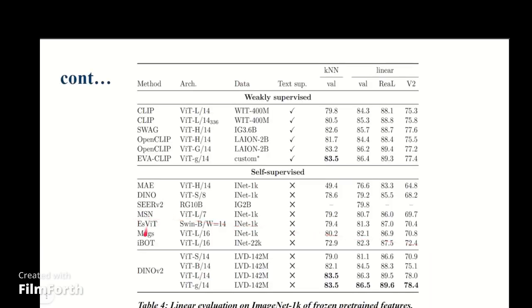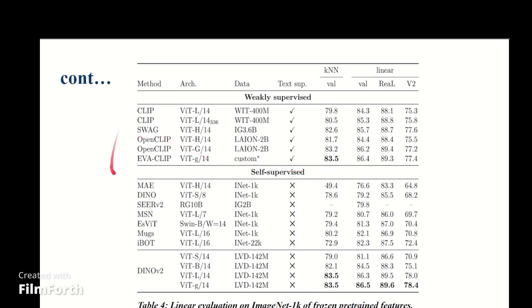So here are the results of linear evaluation on ImageNet 1K frozen pre-trained features. Here top one accuracy on the validation set for publicly available models trained on public or private data, with or without text supervision, are reported.